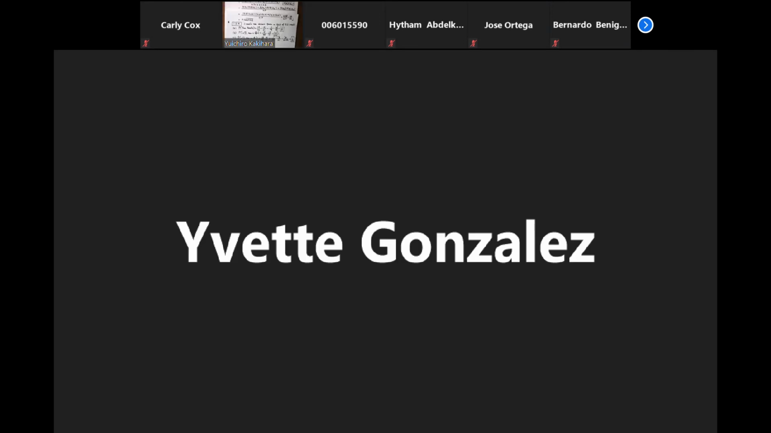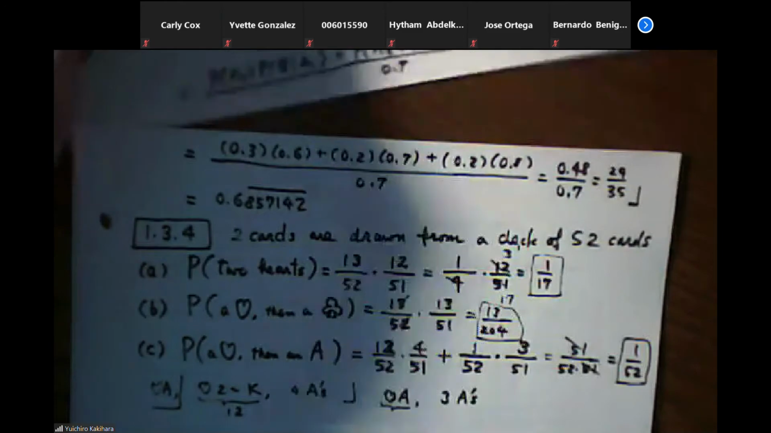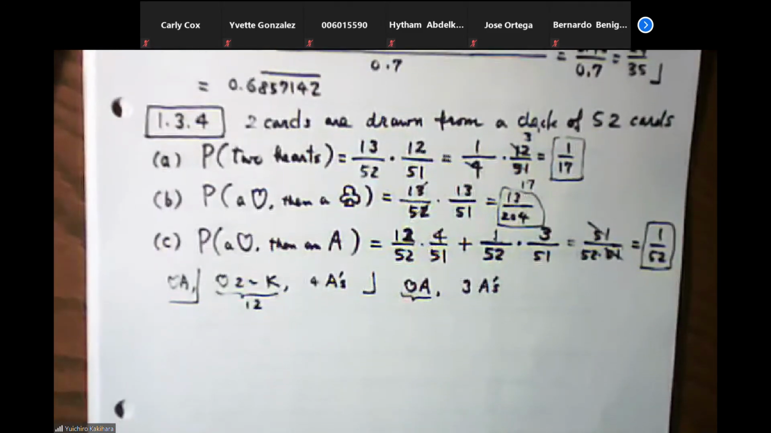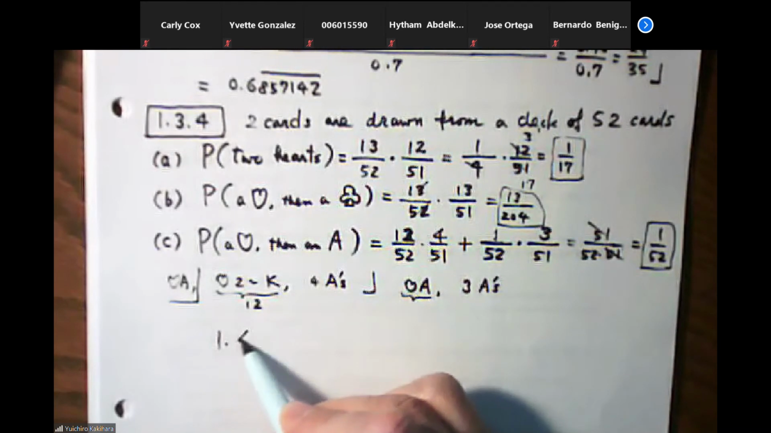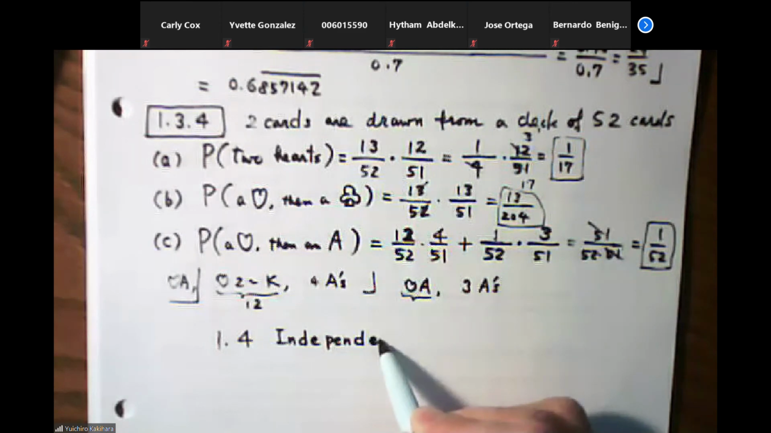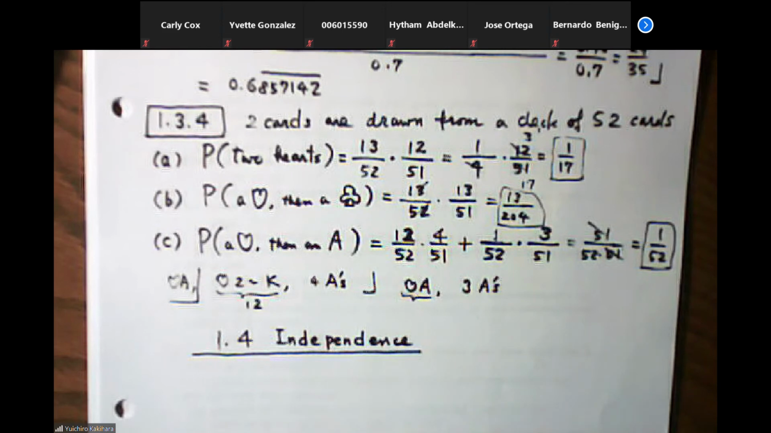All right, thank you. So we're done with section 1.3. If you do the homework questions, then maybe you have some questions. Ask me at that time. So now going to the next section, 1.4, independence. Section 1.4, independence. Yeah, we start with the definition.